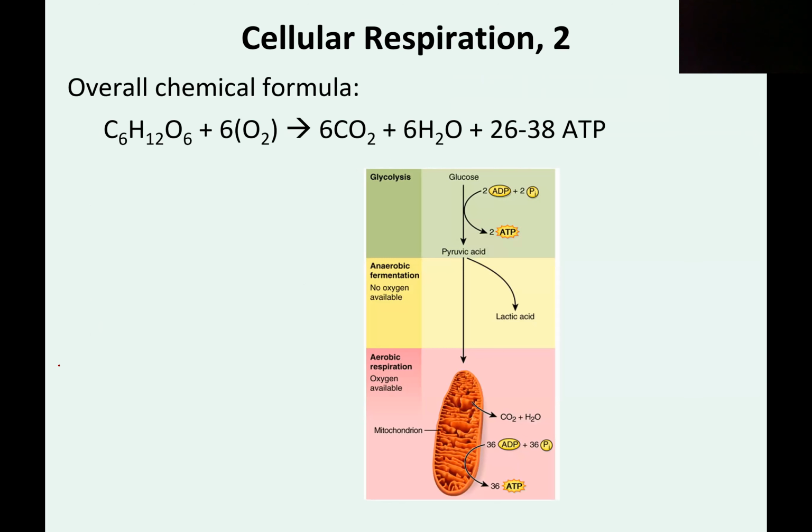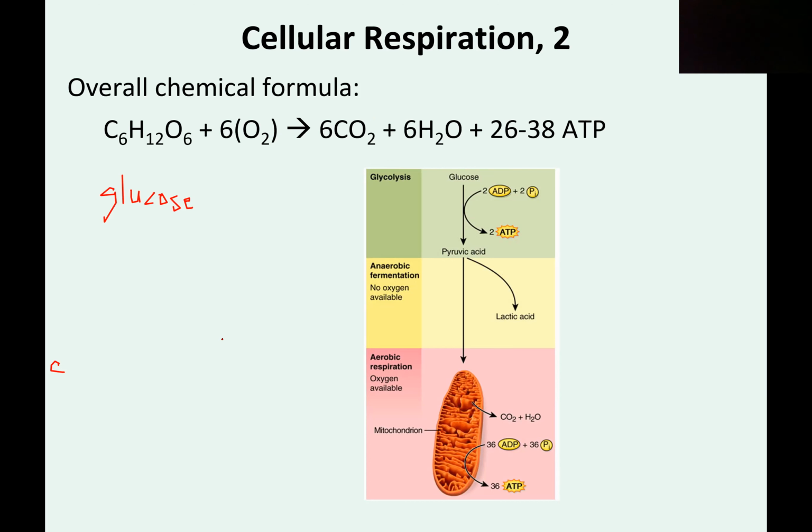C6H12O6 is glucose, plus 6 molecules of oxygen. It's in parentheses, so you don't think that it's 6, 0. You have an arrow going across, producing 6 molecules of carbon dioxide, 6 molecules of water, and 26 to 38 ATP.